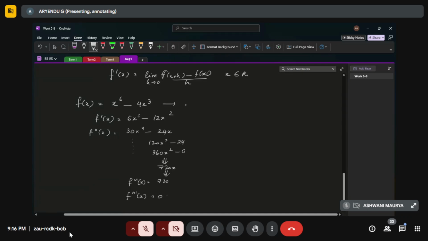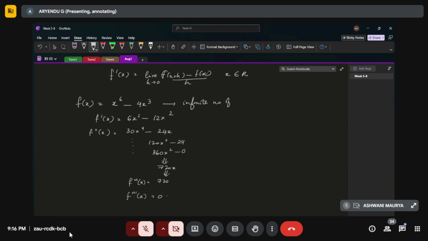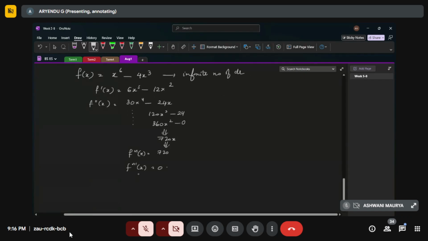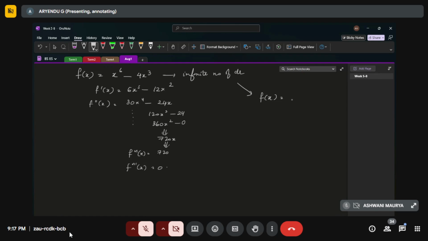So you can take an infinite number of derivatives for any function, and for many functions it will converge to 0 at some point, and after that it will continue to be 0. If you take the next derivative of this, it will still be 0. But for certain other functions, like f of x is equal to e to the x, if you take f dash of x, you will still get e to the x. And however many times you do it, you will still get e to the x.